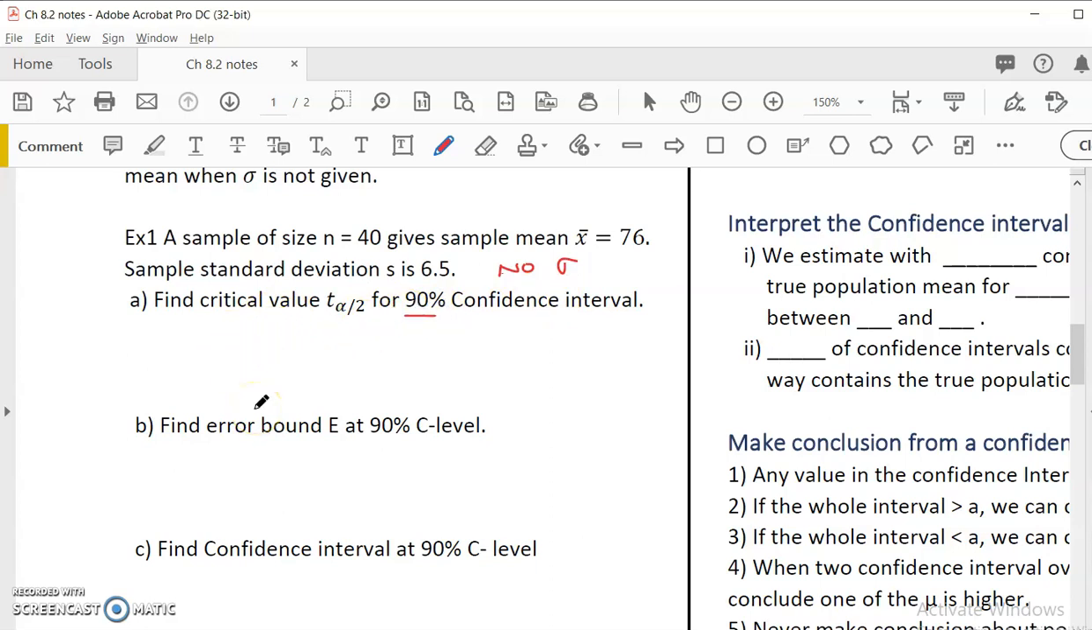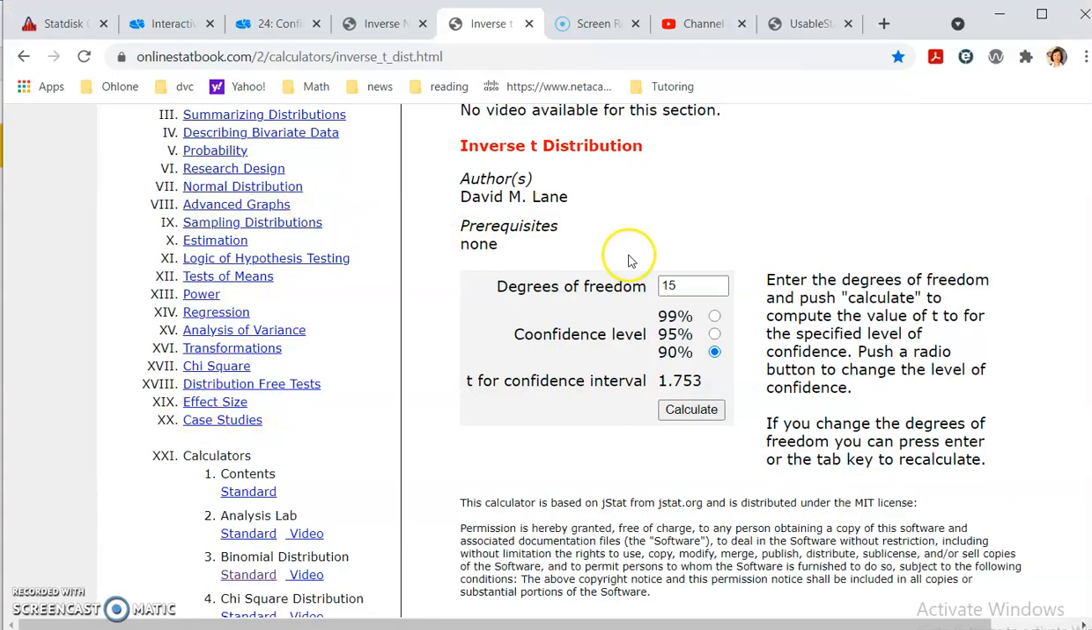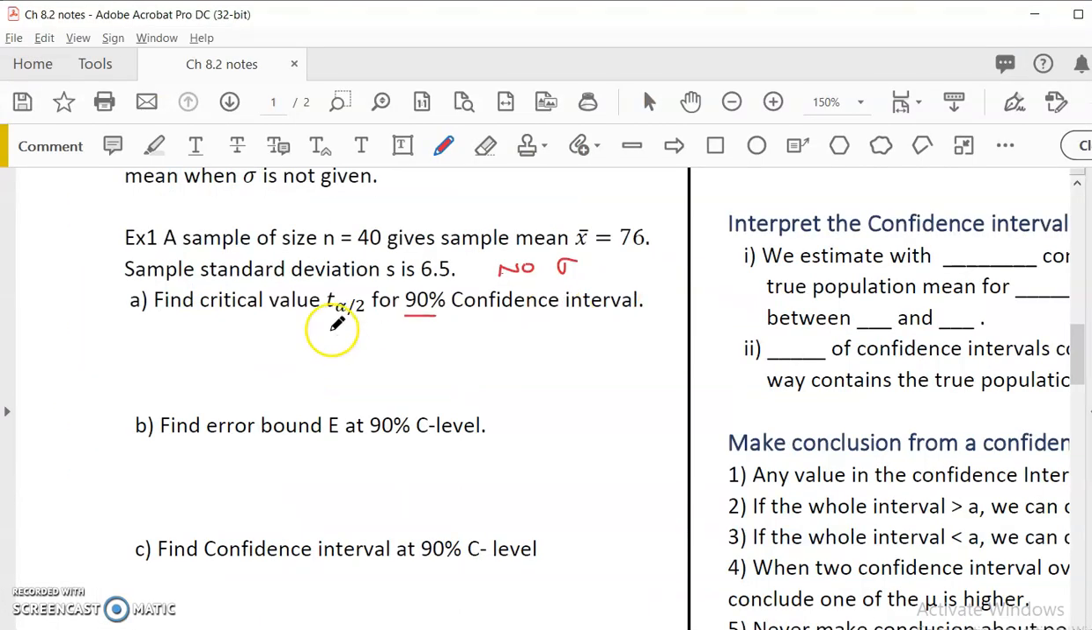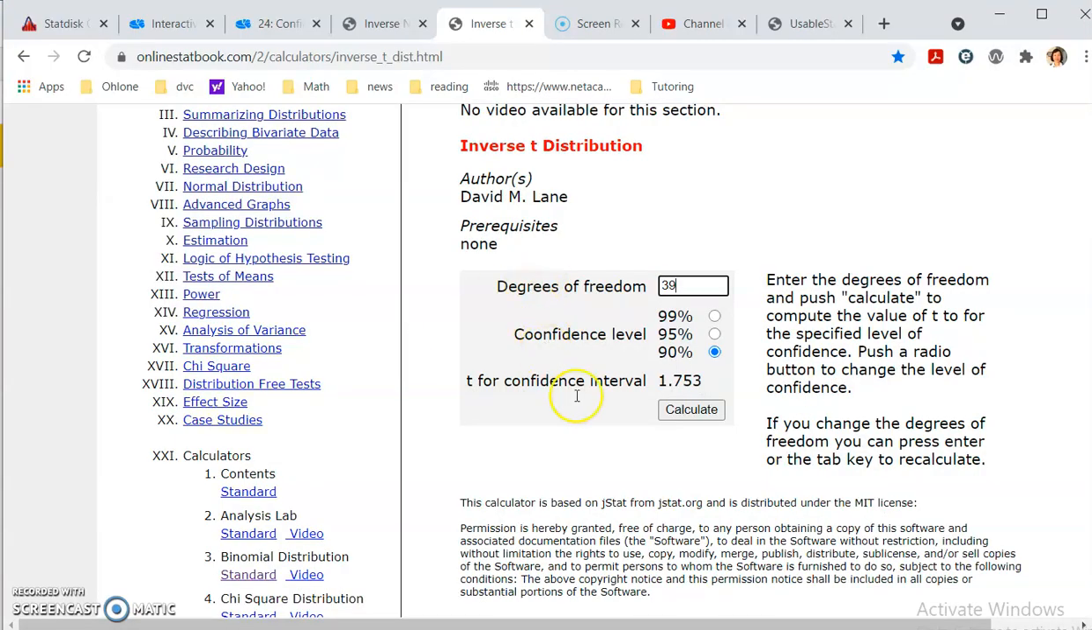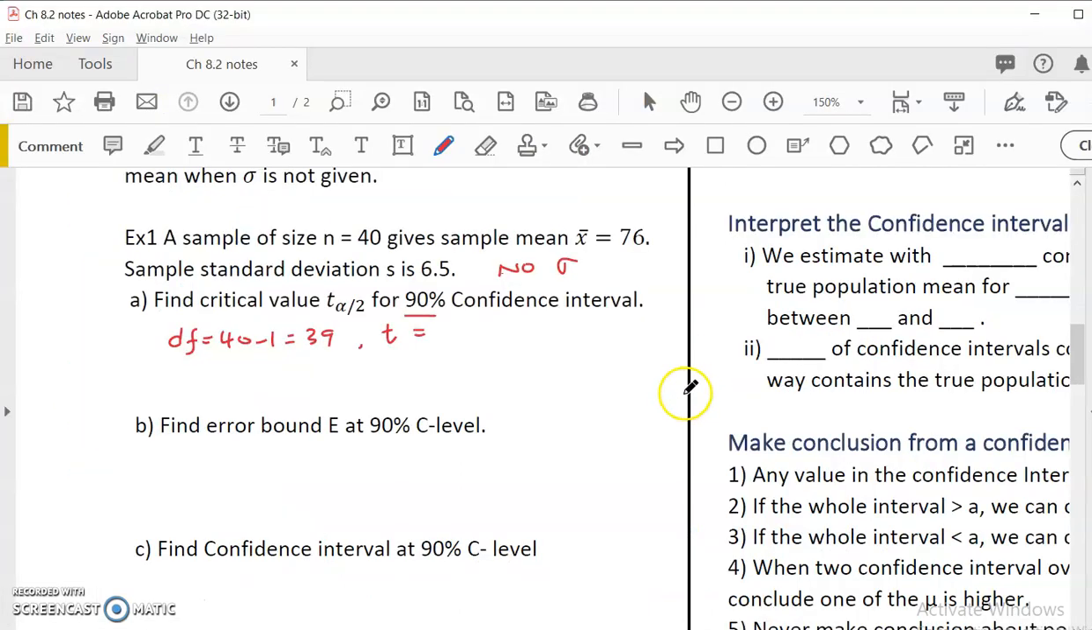So go to inverse T, and we say it's 90%. And my degrees of freedom? Because n is 40, the degrees of freedom is 40 minus 1, which is 39. So I change this to 39 and calculate, and for 90%, T is 1.685. So I can calculate the error bound using the formula. The error bound is T, this T alpha over 2, times S over square root n, because this is the tick mark.